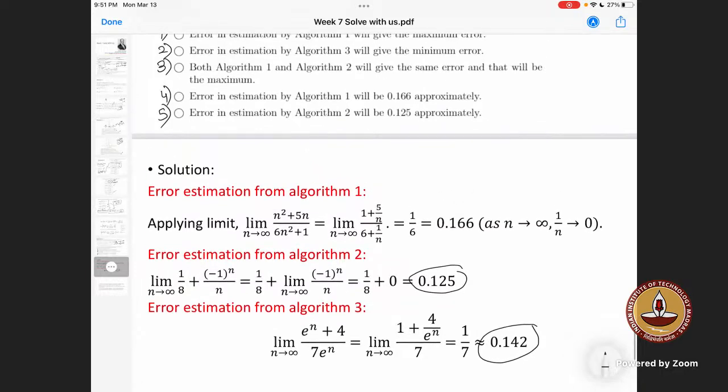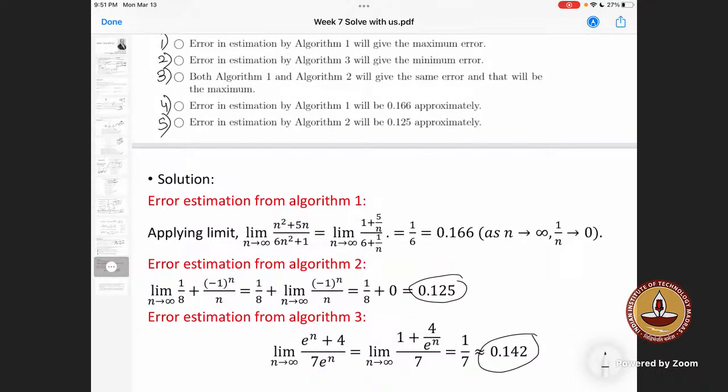So which algorithm is giving the maximum error? Algorithm 1. Which is giving the minimum error? Algorithm 2.